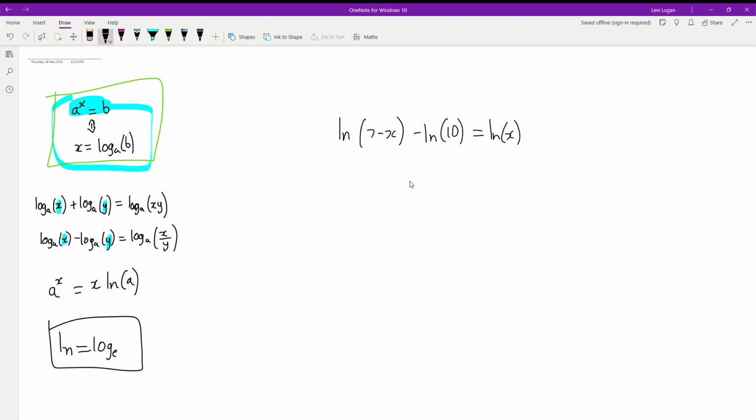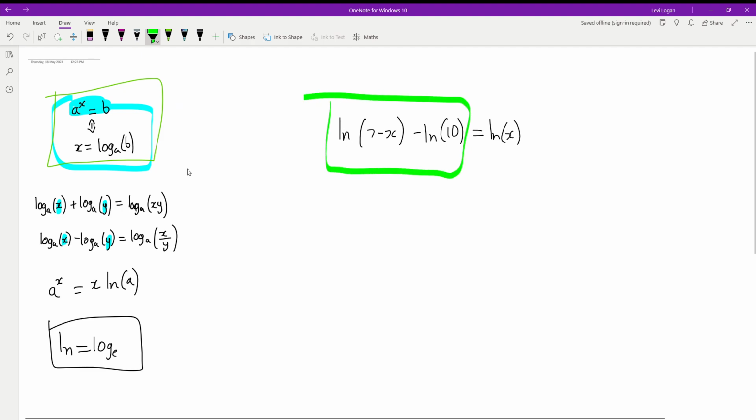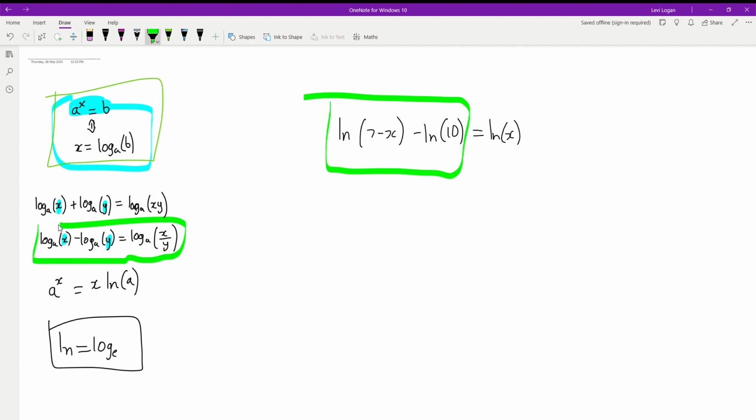If you want to pause the video, have a go at this problem, and then I'll get solving it. Alright, so straight off, we can recognize we can simplify this entire bit here using this law here. So we can simplify the left-hand side and say, alright, natural log of 7 minus x divided by 10. Too easy.